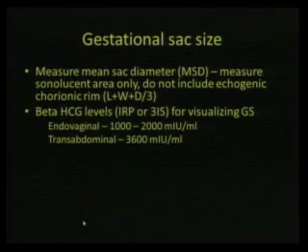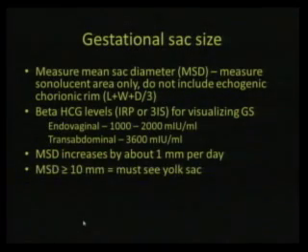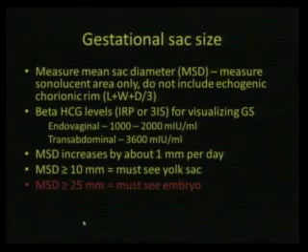Beta levels for visualizing the gestational sac, endovag, are typically between 1 and 2,000, but again, if it's greater than 2,000, you should see it most of the time. Transabdominal is a little bit higher, usually around 3,600, you can see it transabdominally. Again, it increases in size about 1 millimeter a day. And then once the sac diameter reaches about 10 millimeters, you need to see a yolk sac. And then once the sac diameter reaches 25 millimeters, you need to see an embryo.